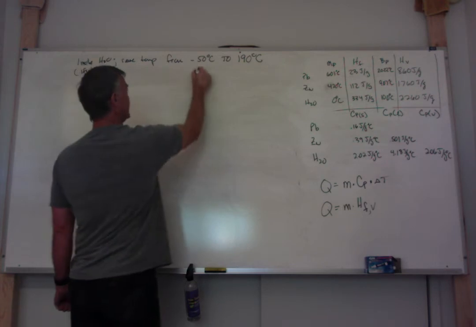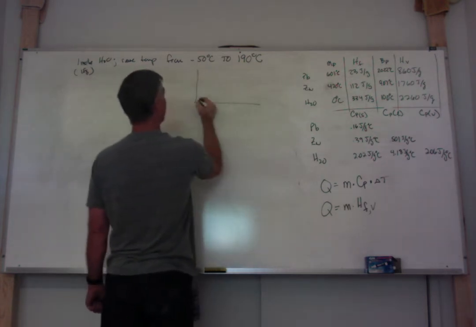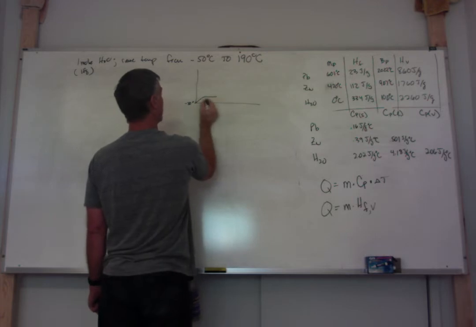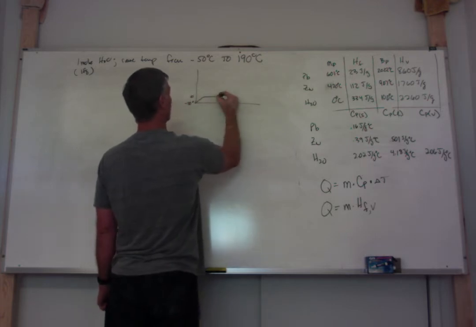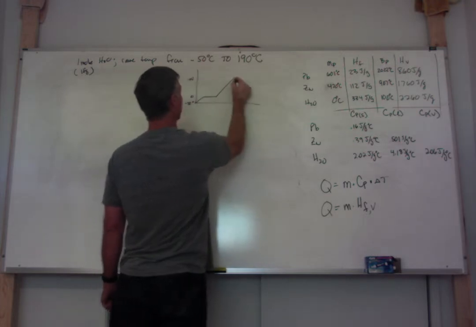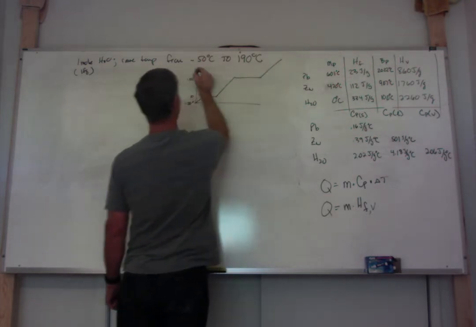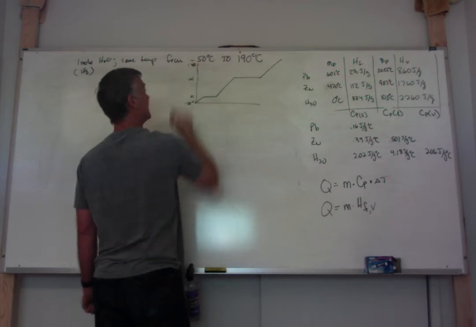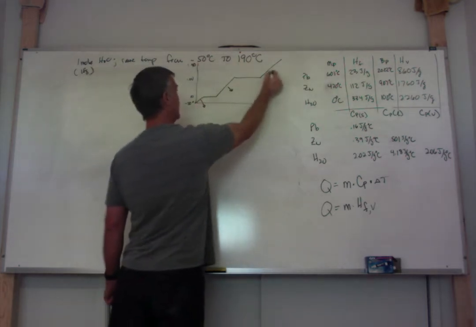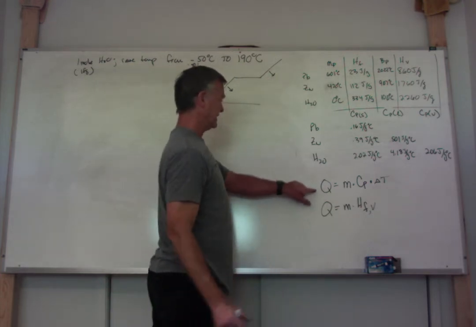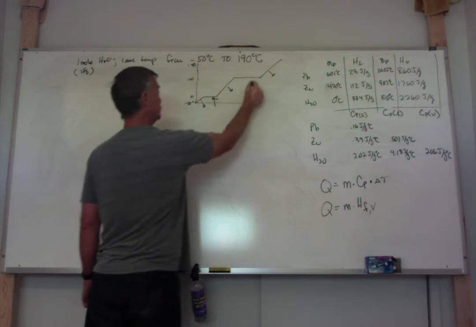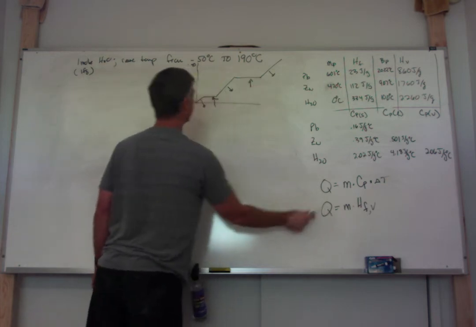So what we need to do is think through water's curve. It's going to start down here at negative 50. It's going to go up to 0. It's going to go from there to 100. It's going to boil, and then it's going to go up to 190. So we actually have 3 sections. We have these 3, which come from this equation, and we have these 2, which come from this equation.